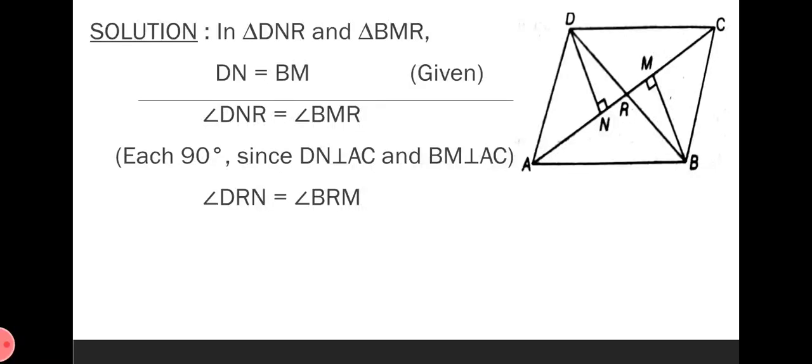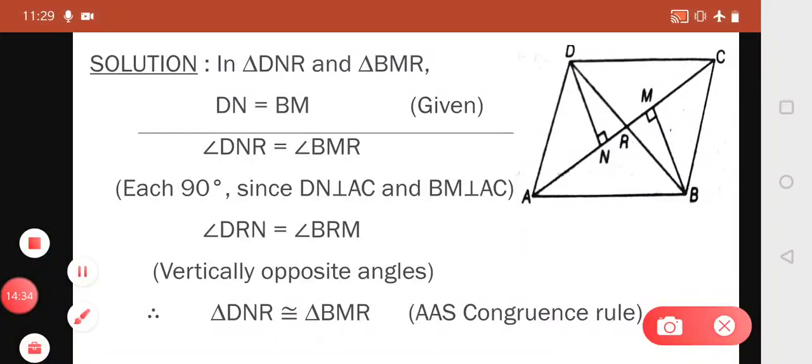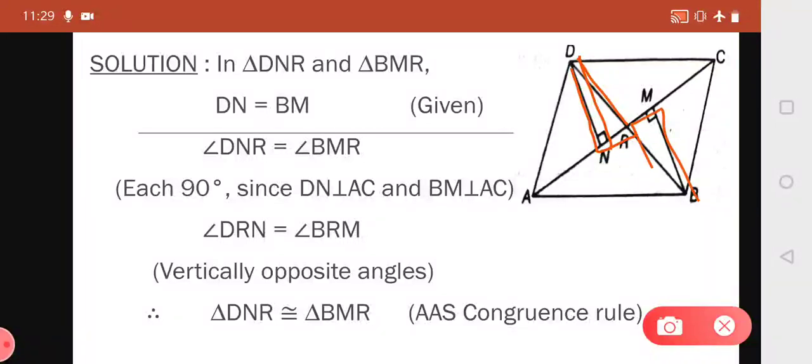And angle DRN equal to angle BRM because they are both vertically opposite angles. Therefore, triangle DNR is congruent to triangle BMR according to AAS congruence rule. Let's once cross check in the figure. Yes, we have selected triangle D. This is our triangle DNR and this is our triangle BMR. These two triangles we have selected.